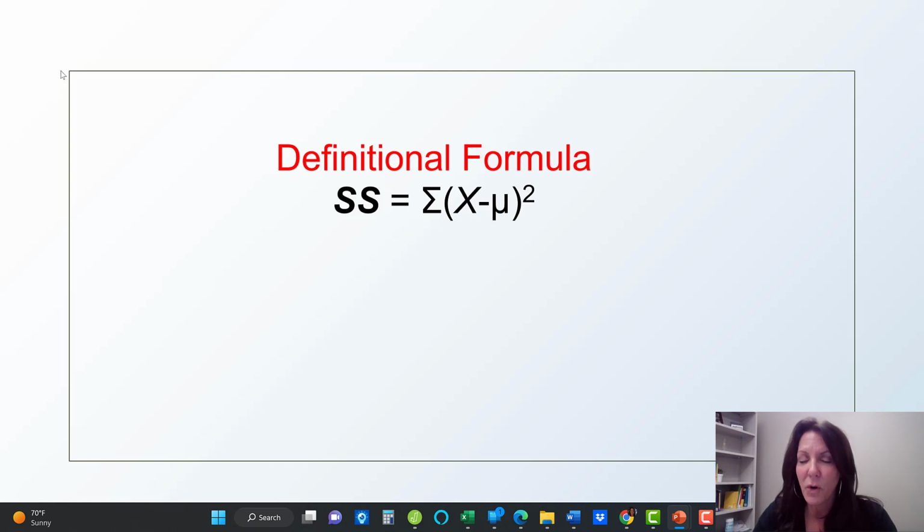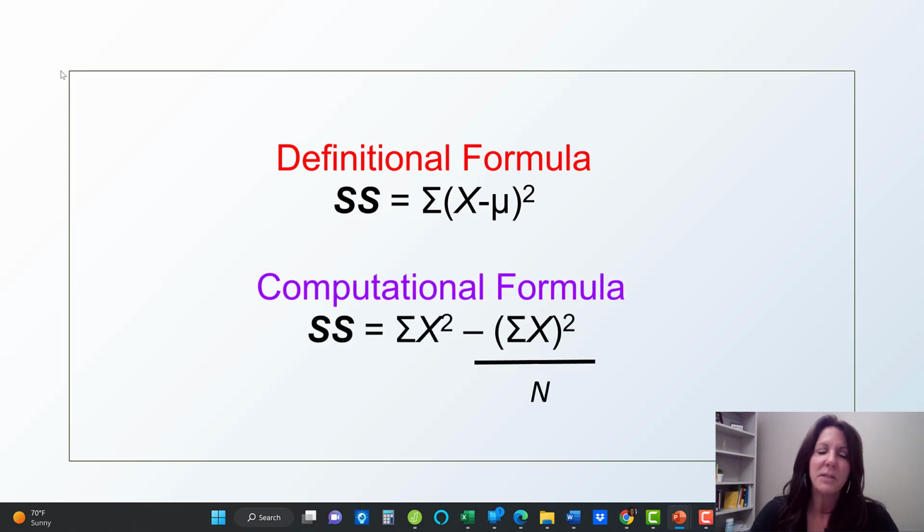We follow order of operations and do what's in parentheses first. We take each score, subtract the mean to get what we call a deviation score. Then we go to the next part, exponents. We square each of those deviation scores, and finally we add them all together. That's the name: the sum of the squared deviations from the mean. There it is, the SS.